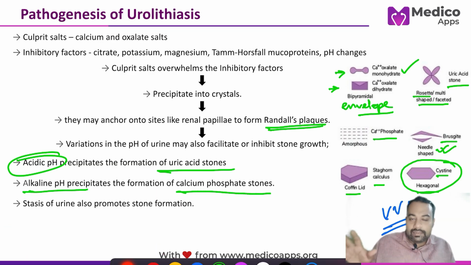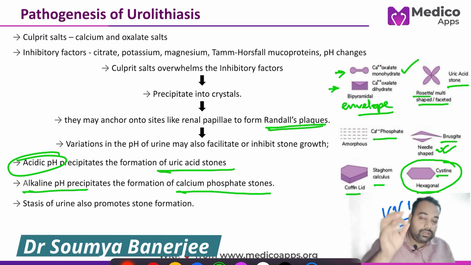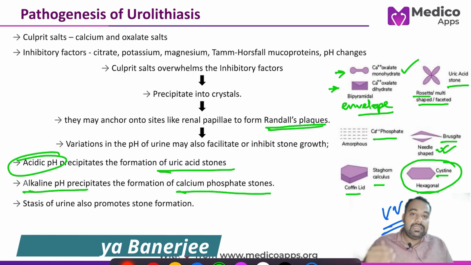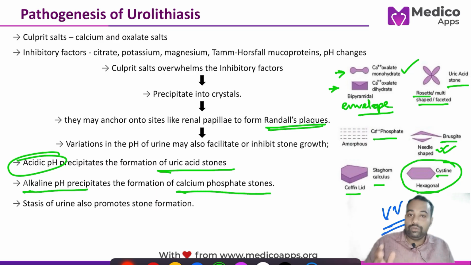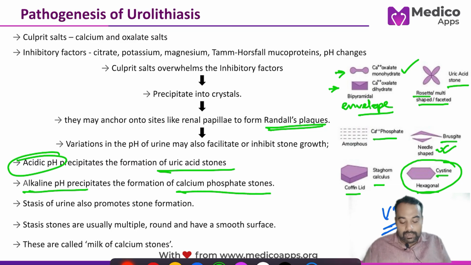Now another important aspect of the pathogenesis is the stasis of the urine. As a result of stasis of the urine, there is a precipitation of crystals throughout the ureter. As a result, multiple small calculi with a smooth surface are seen in the ureter, and they are typically known as milk of calcium stone.